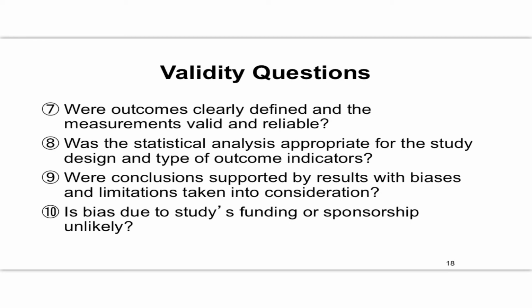Getting to the results, were the outcomes clearly defined and the measurements valid and reliable? And you'll get better at this over time, but you know, were the appropriate statistical procedures used for the study, and were the outcomes the appropriate types? And then were the conclusions made by the authors supported by the results? And did they make comment, in their discussion in particular, of any biases and limitations of a study? There is no real study that is perfect.